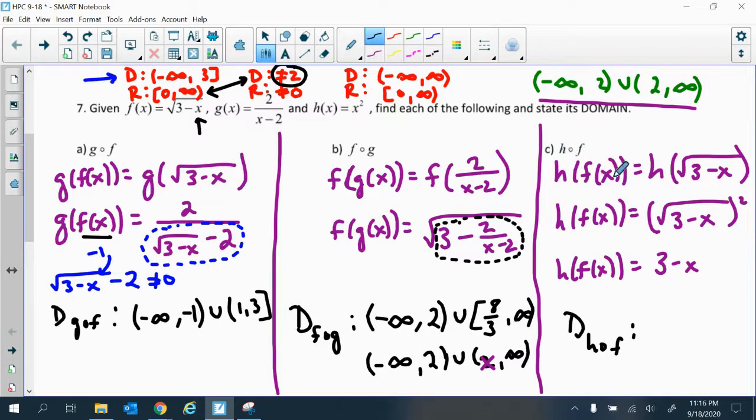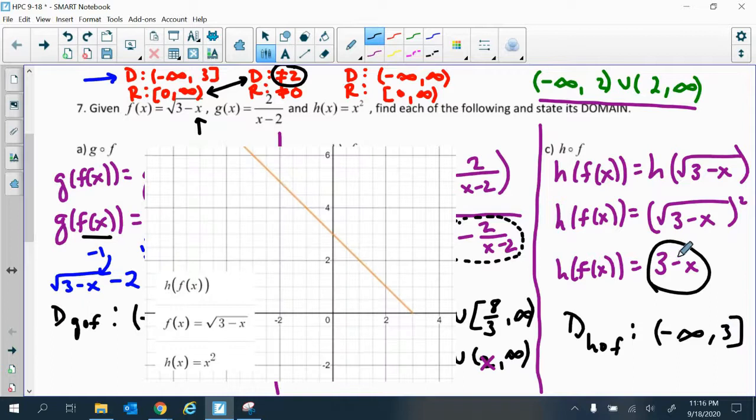H of f is actually one of the more interesting ones, because you see 3 minus x, but as you can see, I'm going to put the graph on the screen already. 3 minus x actually has some domain restrictions, and the restrictions are -infinity to 3. So even though this looks like there are no issues, because we started with a root 3 minus x, we can't substitute in anything that is bigger than +3, because that would make the thing under the square root negative. So we have a domain restriction, and we saw that at the beginning.